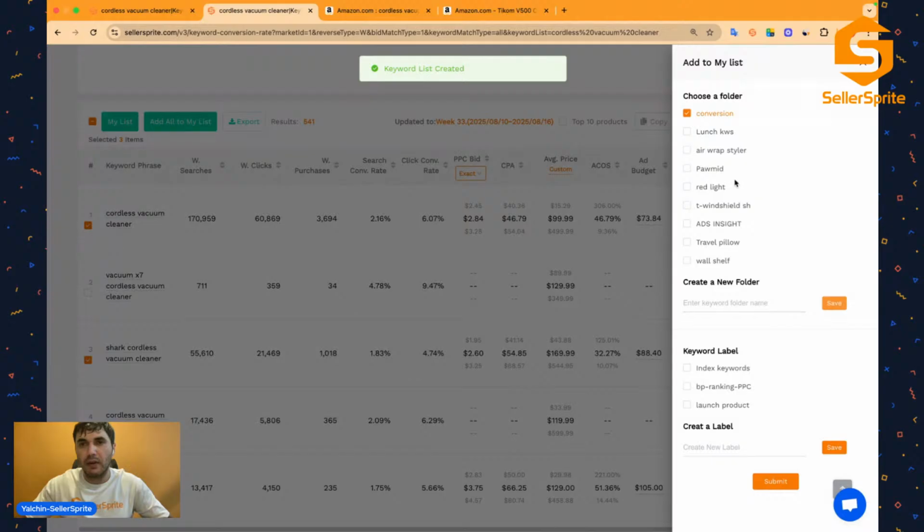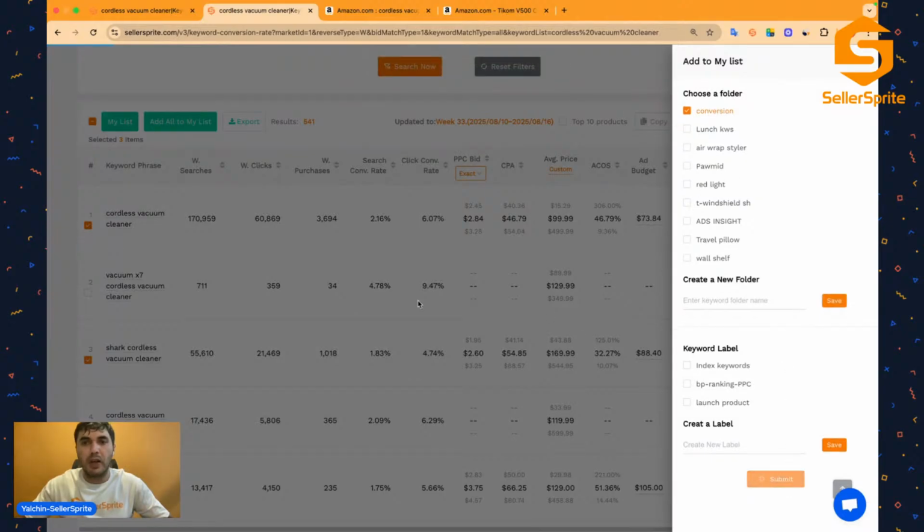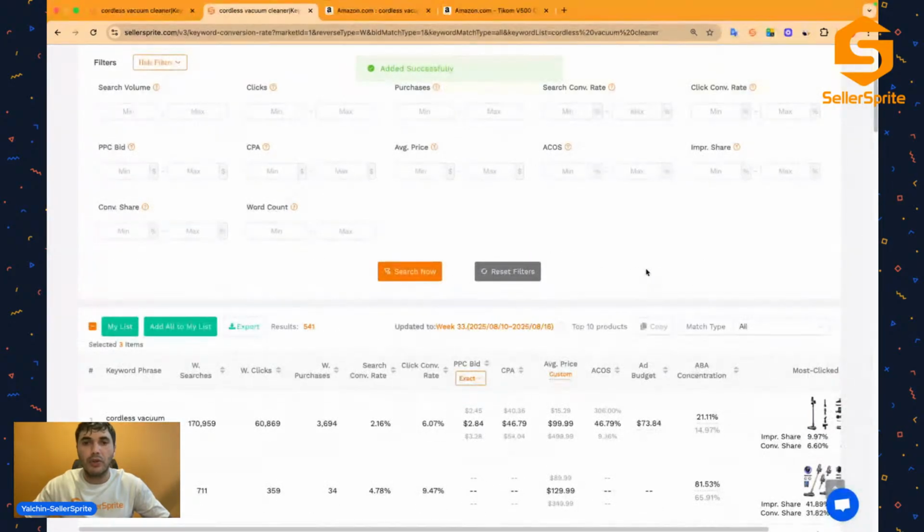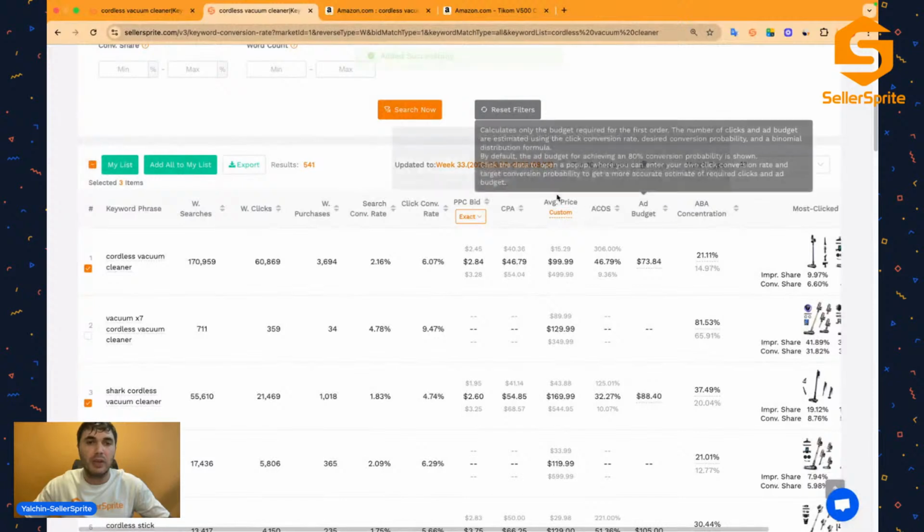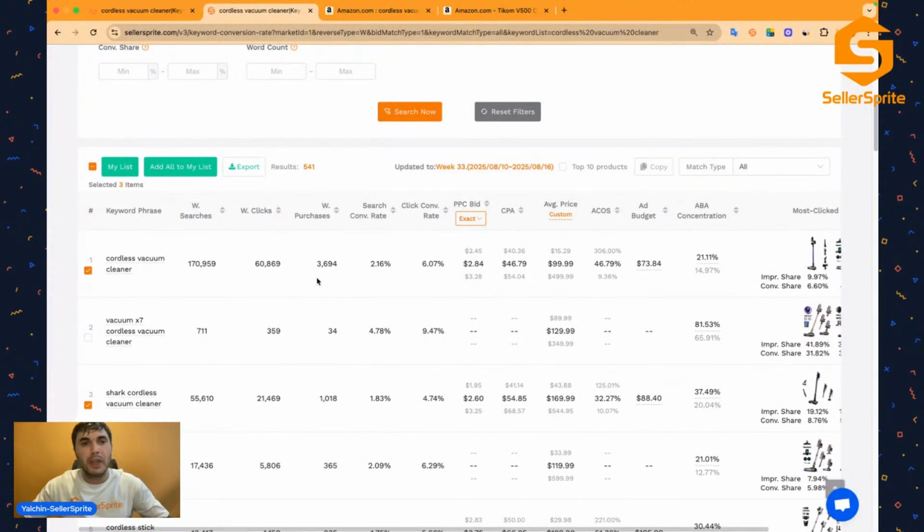Save, and by default it has been selected, and submit. Those keywords will be added here. This is the conversion of the file. Later you can go to find it anytime.